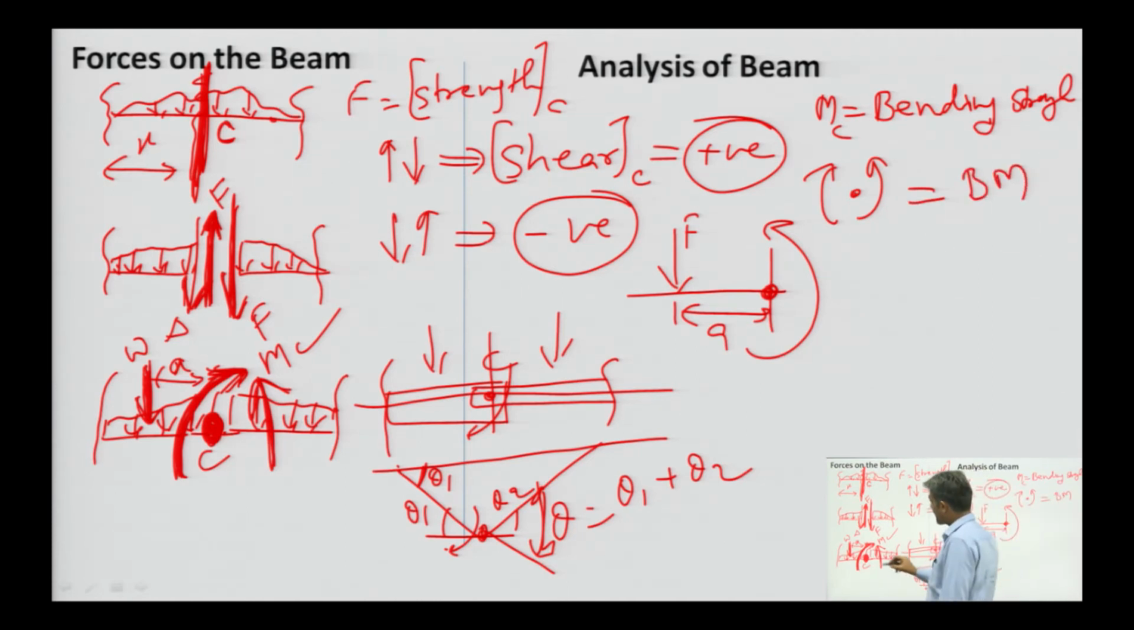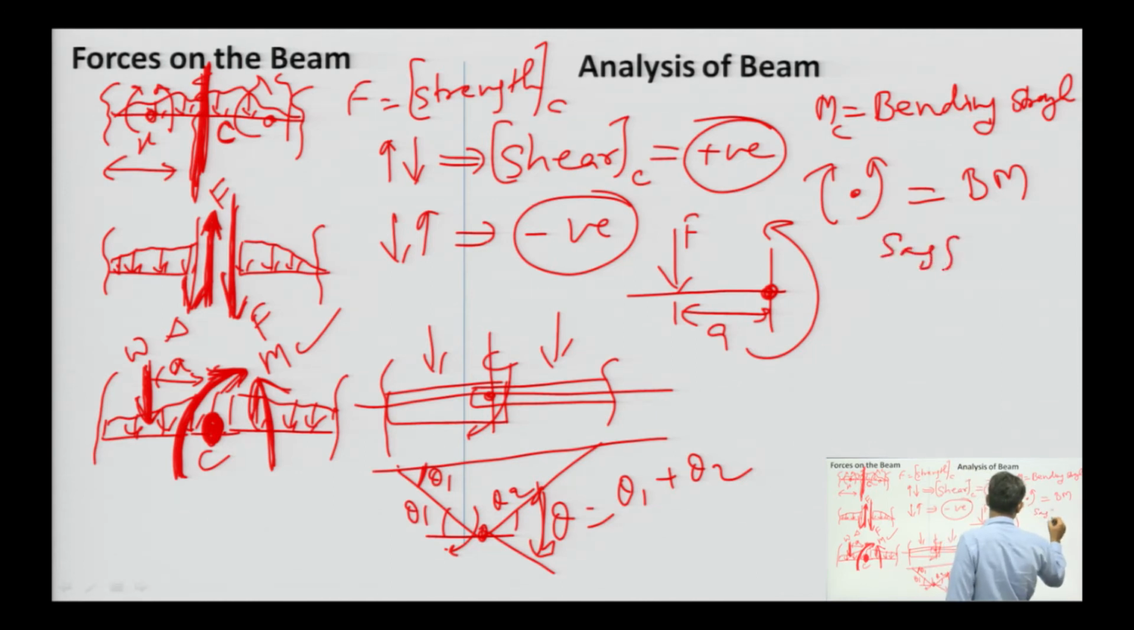Equal and opposite at every point. At every point, what does it mean? At every point throughout the length of the beam, every point is subjected to bending. This representation is for sagging. The beam will bend, the beam will sag. And this one is for hogging.